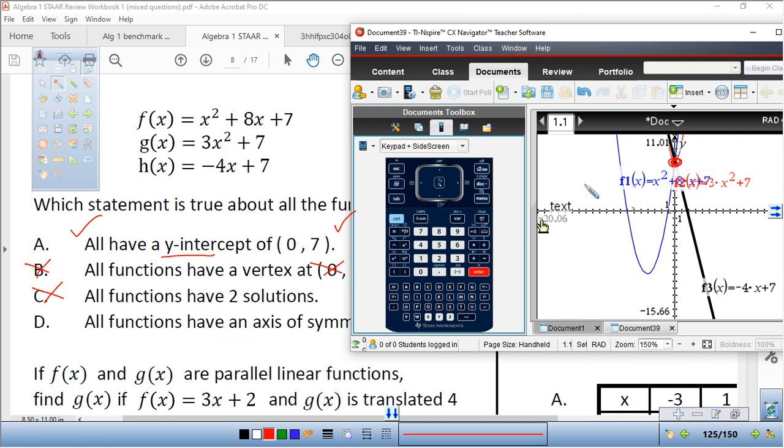All functions have an axis of symmetry. They do. This one's axis of symmetry is here. This is the axis of symmetry here. And as long as you choose one like this that's perpendicular to it, you can say this is the axis of symmetry of this one. But that's not true, but true. But we're going to say that's not true for us.